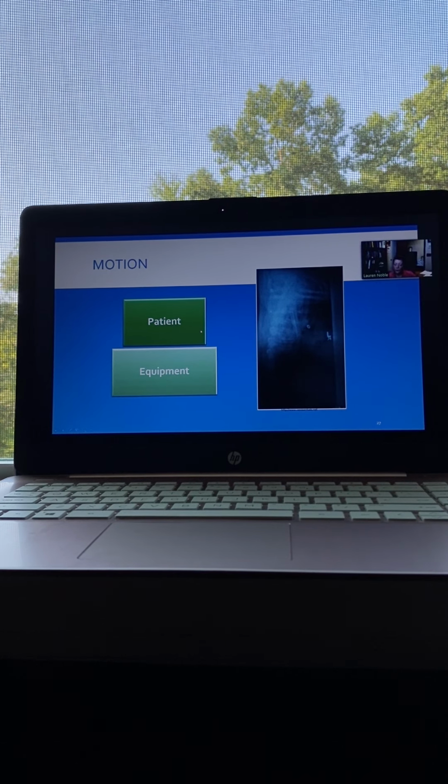If the patient moves during an x-ray exposure, you have to repeat the image because the image will be too blurry. This image needs to be repeated. What is the best way to minimize patient motion?